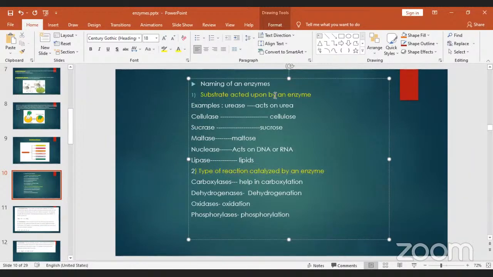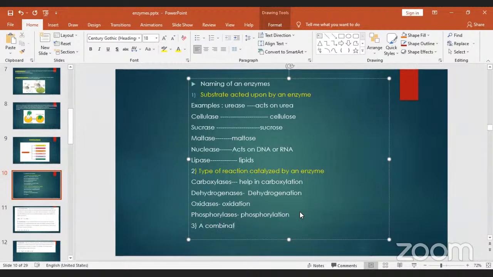Substrate acted upon by an enzyme. Second one, type of reaction. What is the reaction? As in the carboxylase case, carboxylation. Second one, dehydrogenation. Oxidases, that is oxidation. The phosphorylases, that is phosphorylation. And next, the third one, a combination of both substrate and the type of the reaction.